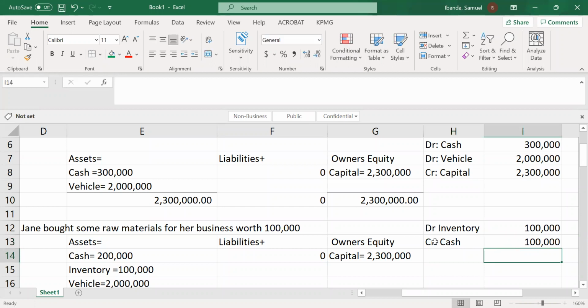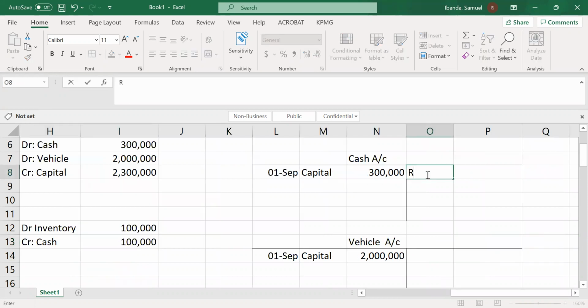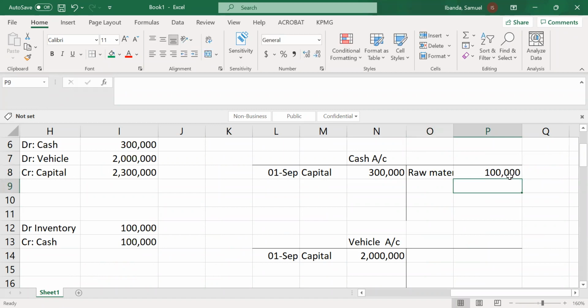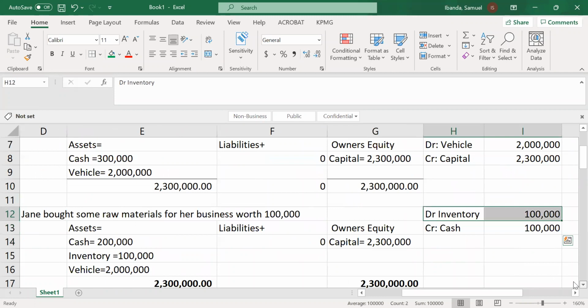So if, for example, I already have a cash account, I'll not open it up. I'll just come to the cash account and say raw material on the credit side, since I'm crediting cash, and record the 100,000 right there. You don't open up a fresh account again if you already have one. So the inventory account, that one you open up and record on the debit side.